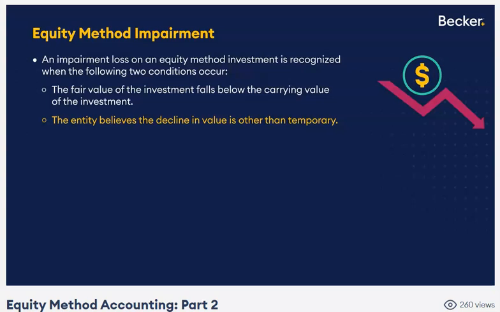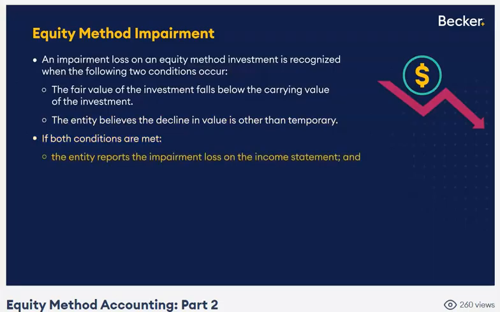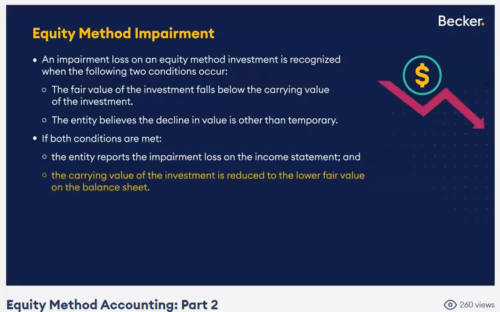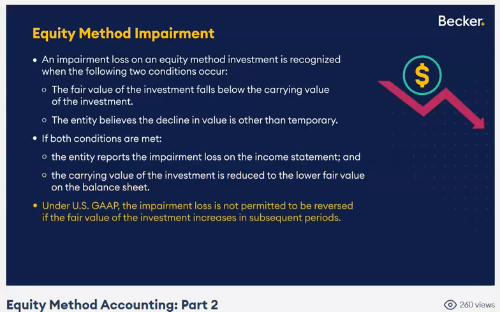So equity method of accounting, two things are true. The fair value is below the carrying value and it's not temporary. It's permanent. If you meet both of those conditions, you'll record an impairment loss on the income statement. That'll reduce your net income, retained earnings, and equity, and you'll write down your investment in this affiliate. By the way, under U.S. GAAP, for my friends around the world, this impairment loss is not allowed to be reversed.